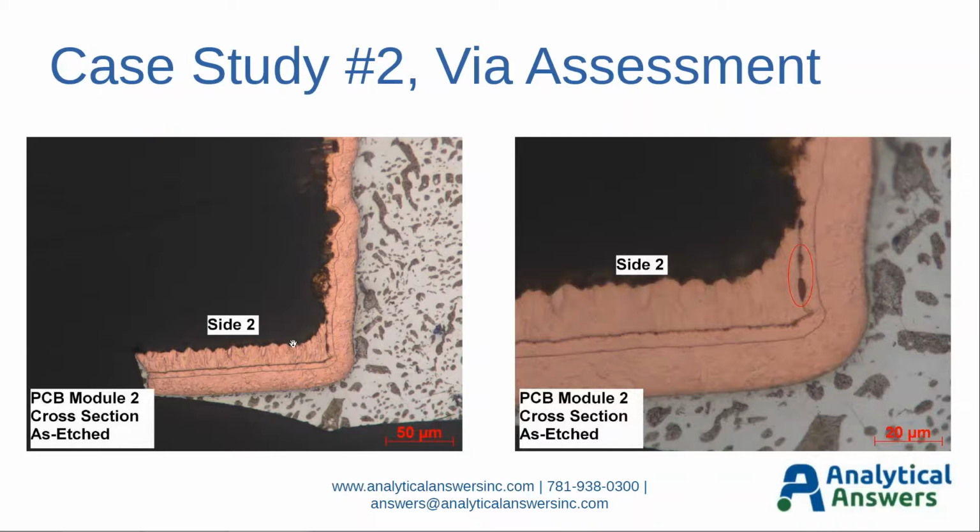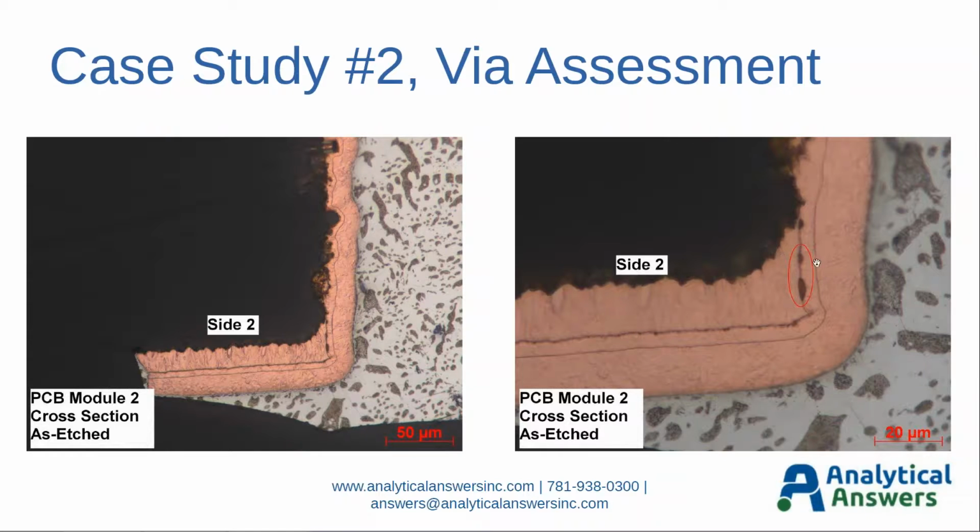So here's an outer layer knee region, side 2 of this particular via, where we see a very subtle anomaly here at the electroless copper layer. Here's a higher magnification of that. I've got it circled in red. This is a very subtle anomaly observed. These could be voids at this electroless copper layer here.